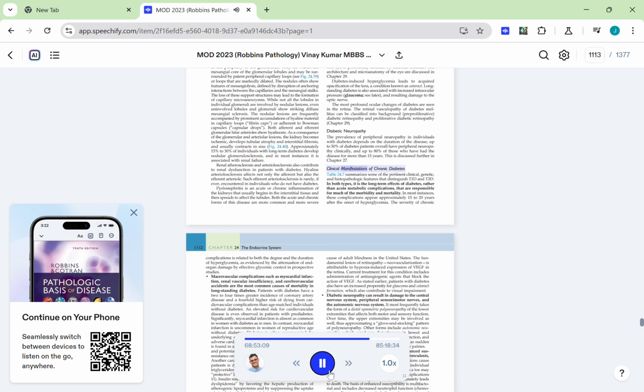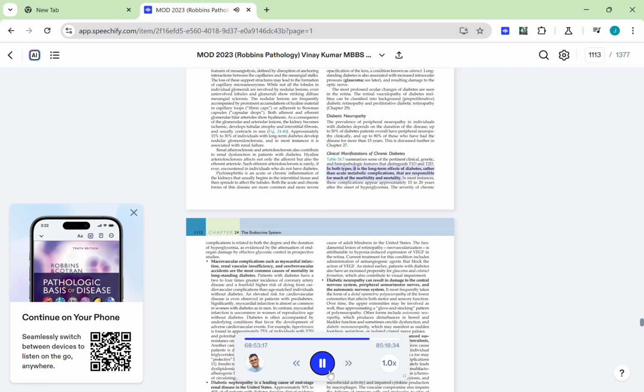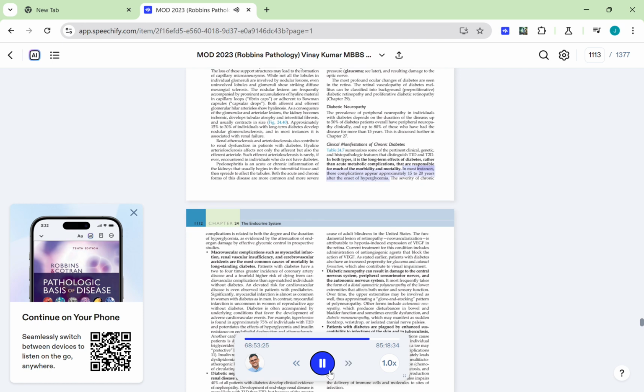Clinical manifestations of chronic diabetes. Table 24.7 summarizes some of the pertinent clinical, genetic, and histopathologic features that distinguish T1D and T2D. In both types, it is the long-term effects of diabetes, rather than acute metabolic complications, that are responsible for much of the morbidity and mortality. In most instances, these complications appear approximately 15 to 20 years after the onset of hyperglycemia.